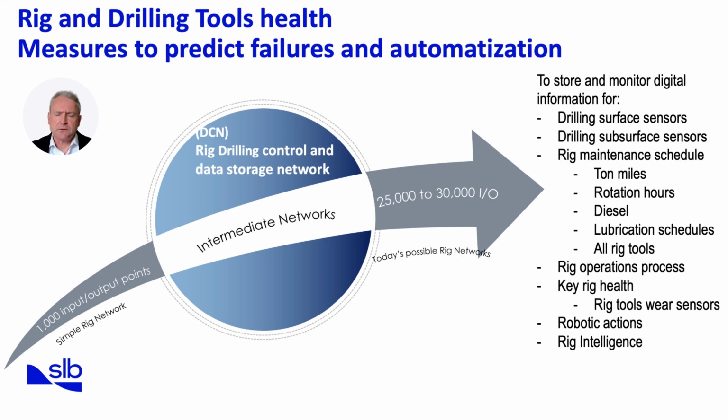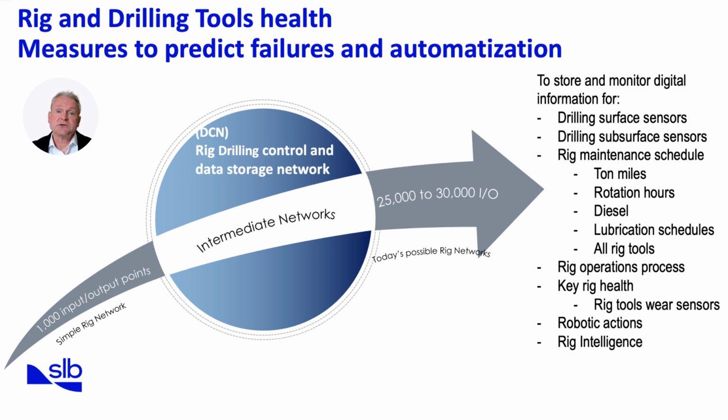One of the most valuable benefits of rig monitoring systems is the ability to track the health of drilling tools in real time. By measuring key parameters such as wear, vibration, operating hours, and lubrication cycles, we can predict when a tool is nearing failure. This allows us to intervene early, avoiding costly downtime and unplanned events.